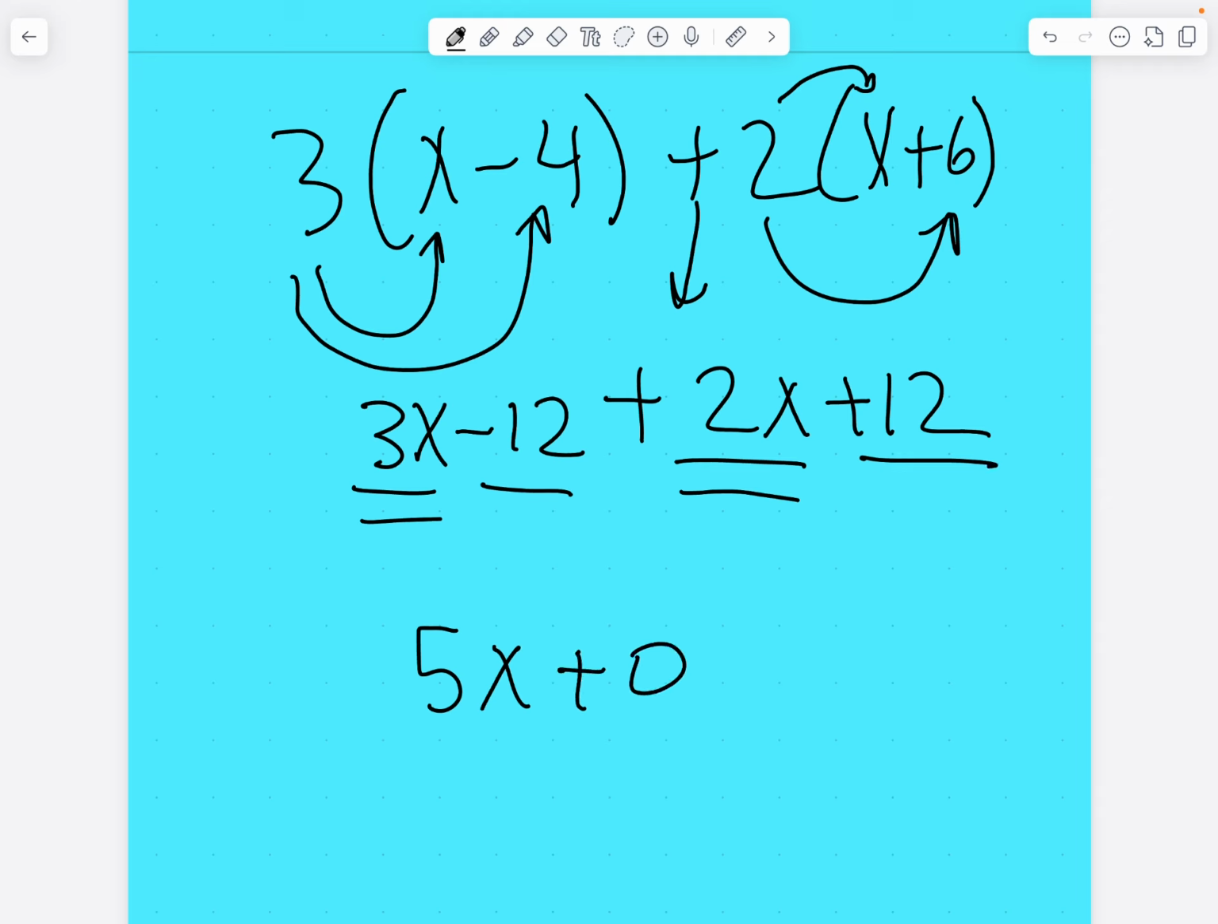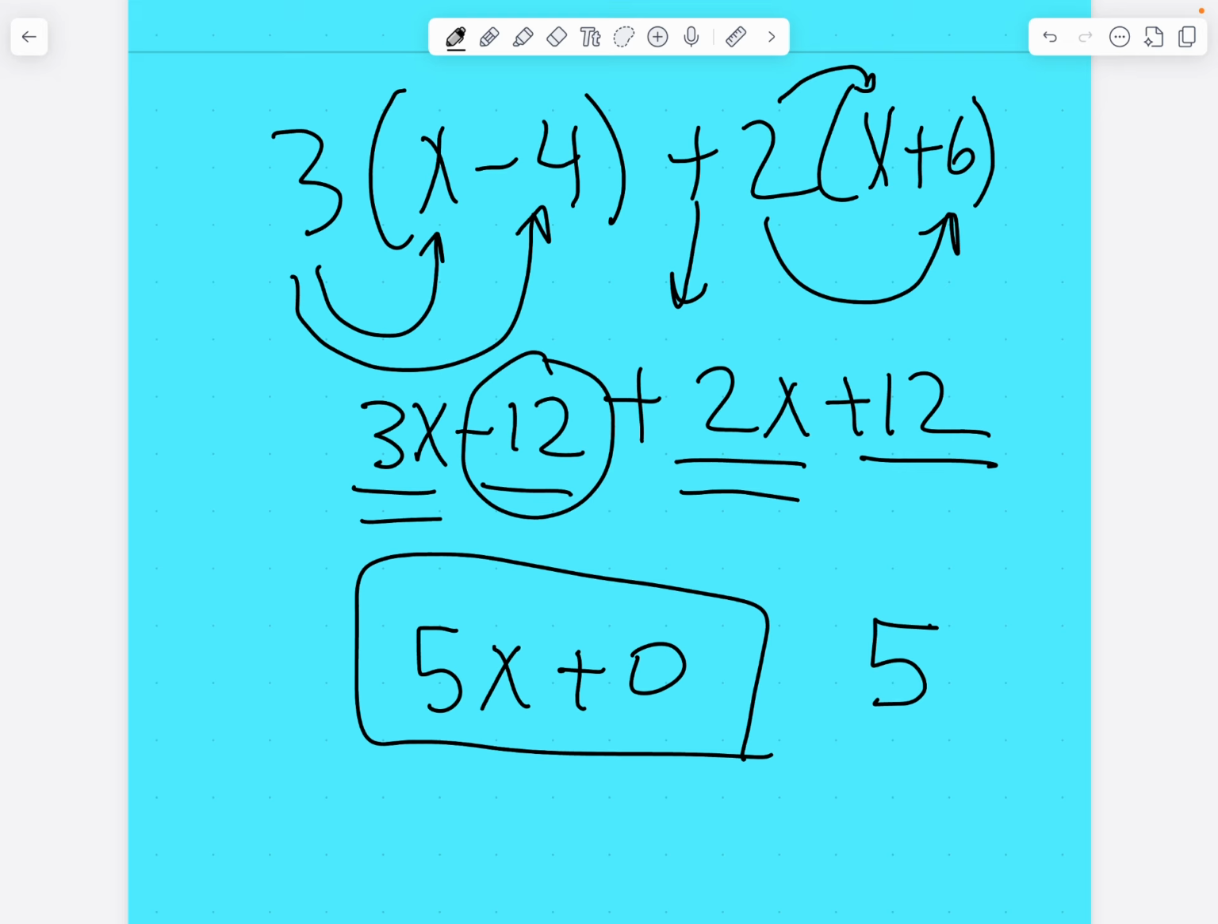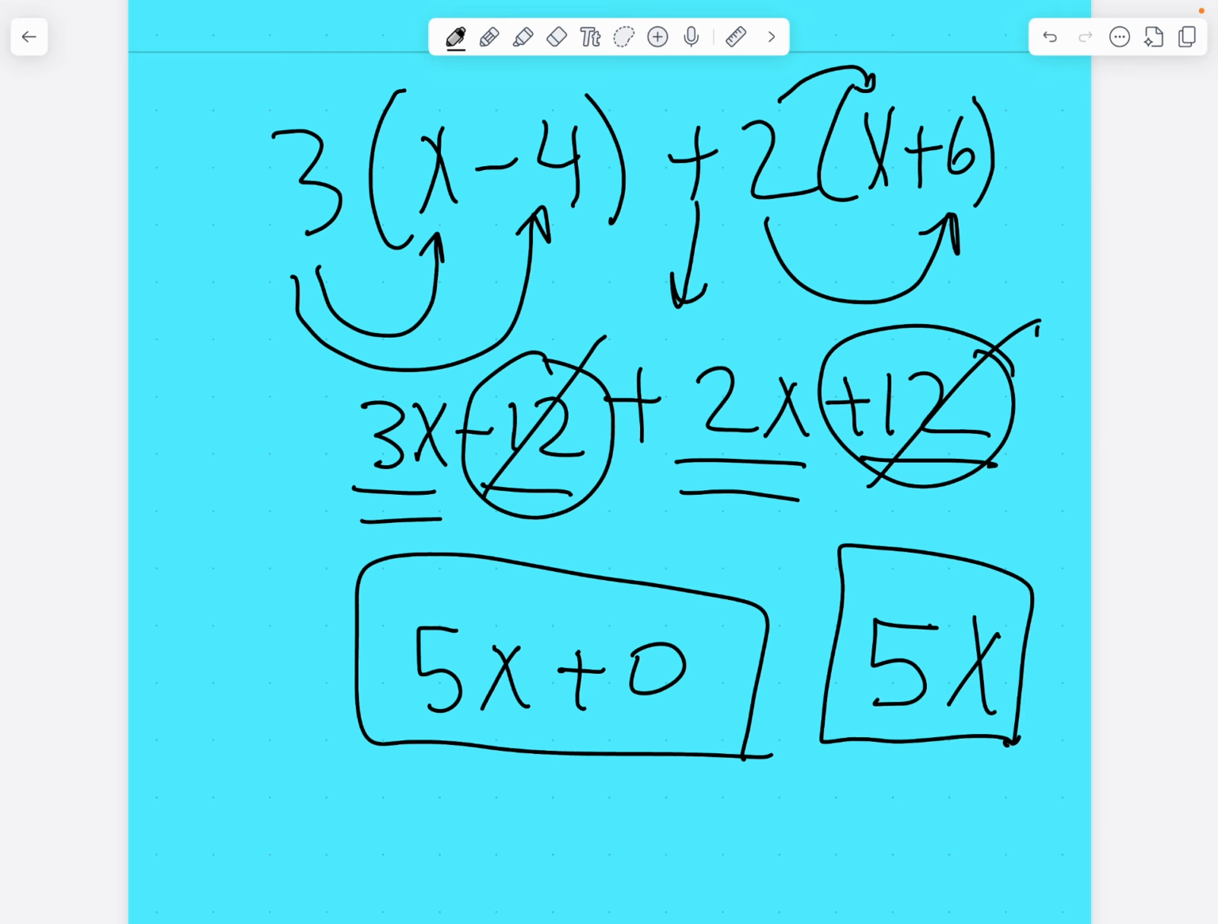So you could say 5x plus 0 if you would like, but you don't even need to include the 0, because negative $12 plus $12, guess what? I don't owe anybody any more money. I owe nothing. So my answer is 5x. This is probably the classier, better way of saying it.